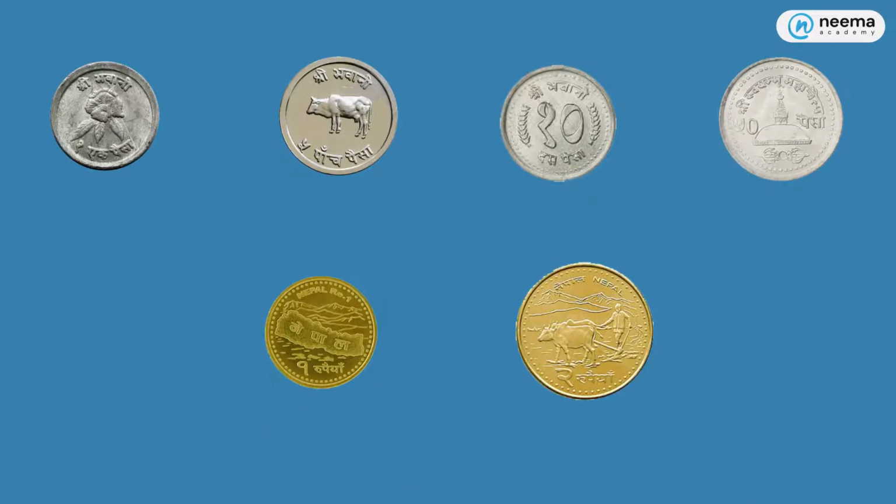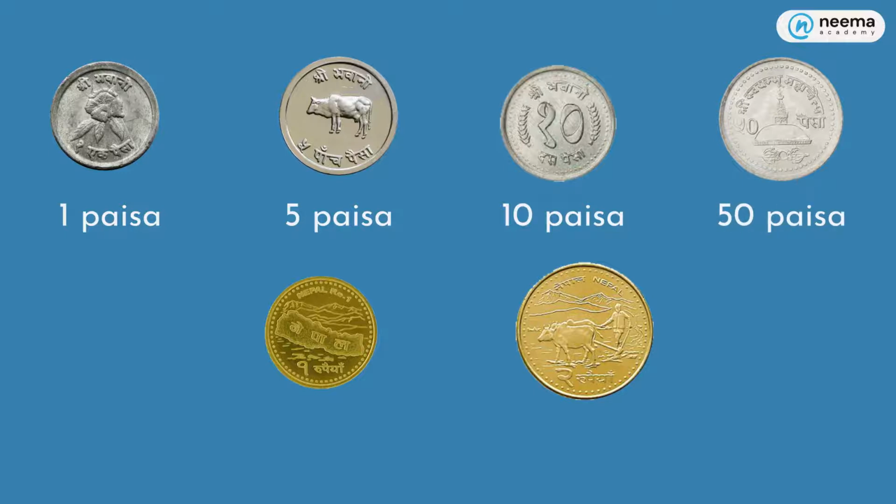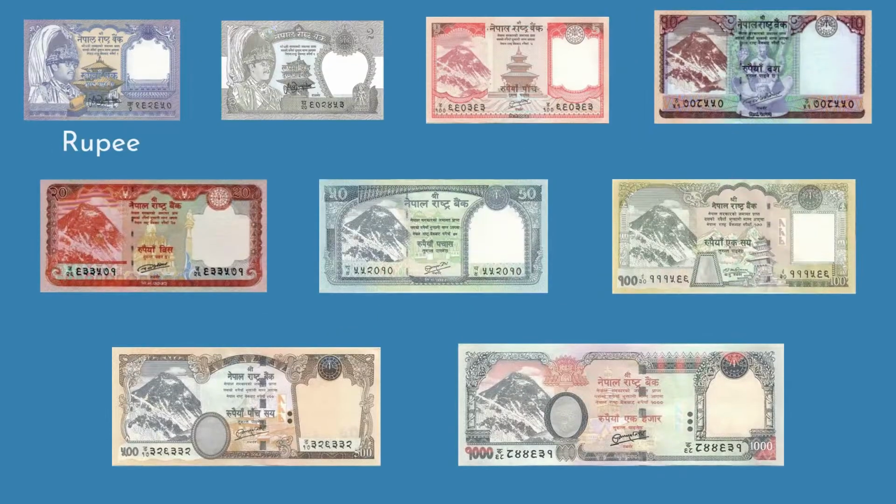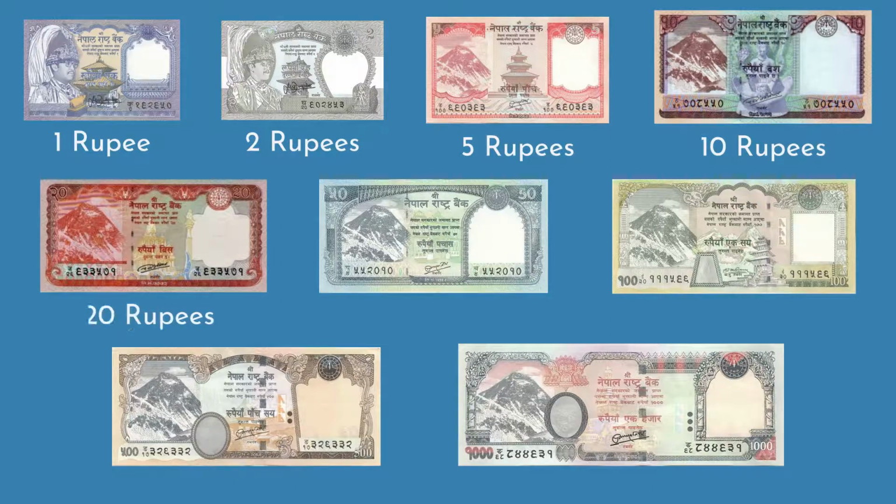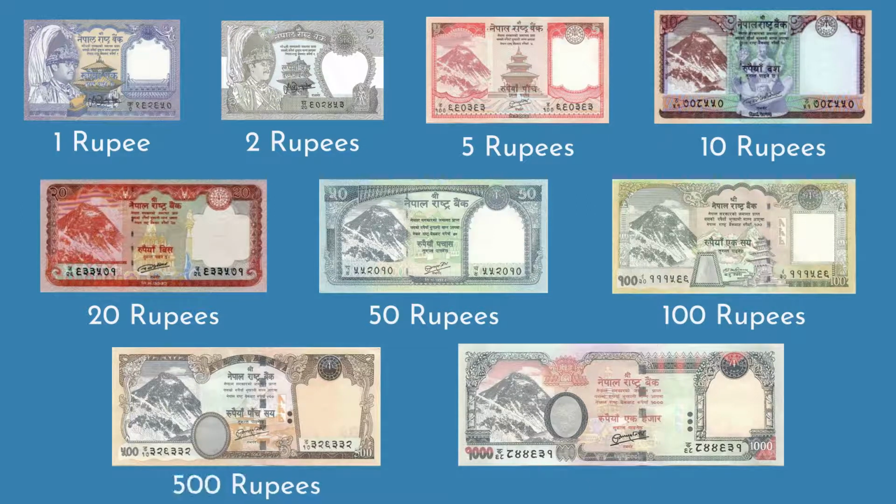Now, let's look at some coins and notes. 1 paisa, 5 paisa, 10 paisa, 50 paisa, 1 rupee, 2 rupees, 1 rupee, 2 rupees, 5 rupees, 10 rupees, 20 rupees, 50 rupees, 100 rupees, 500 rupees, 1000 rupees.